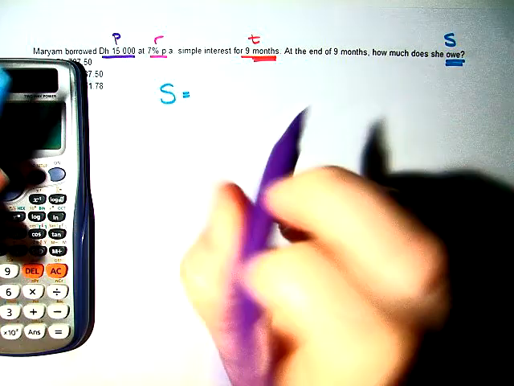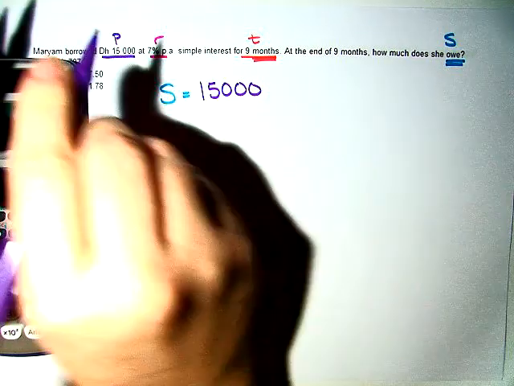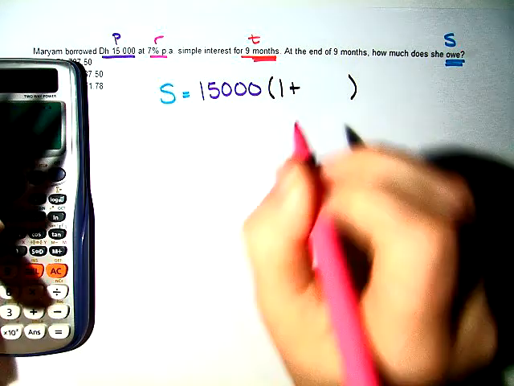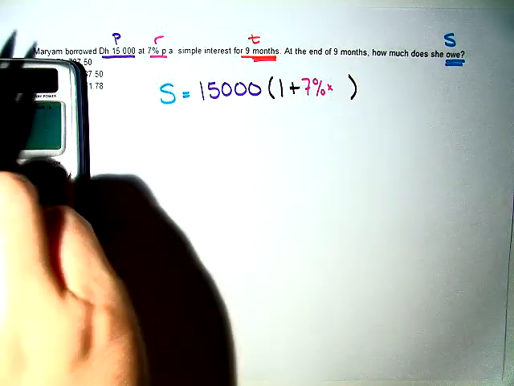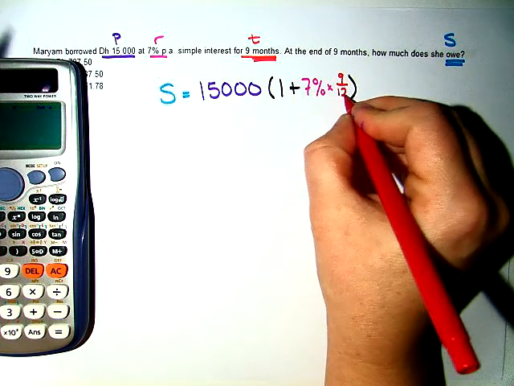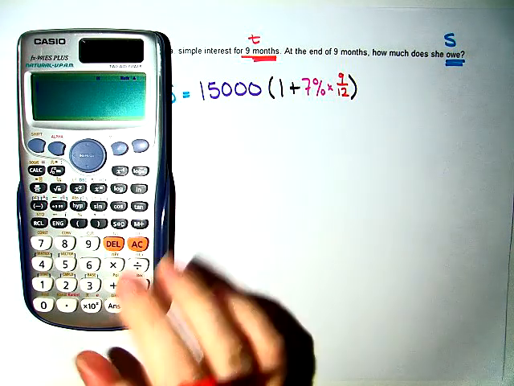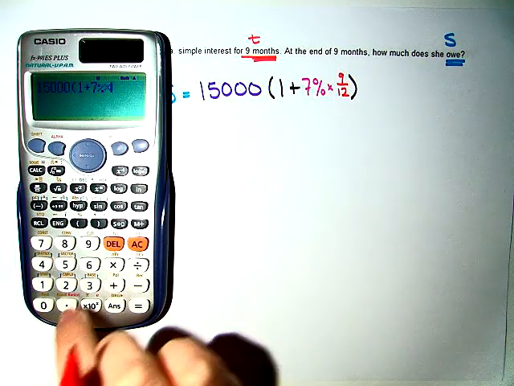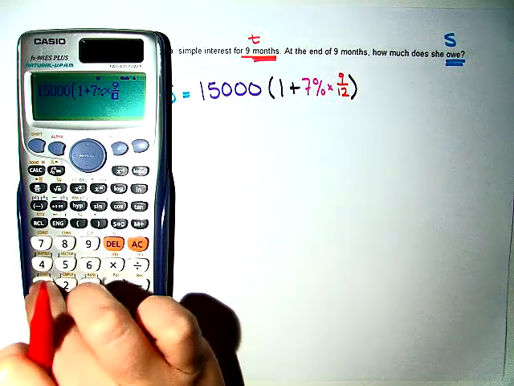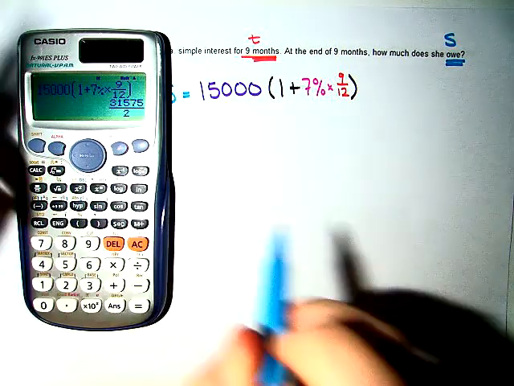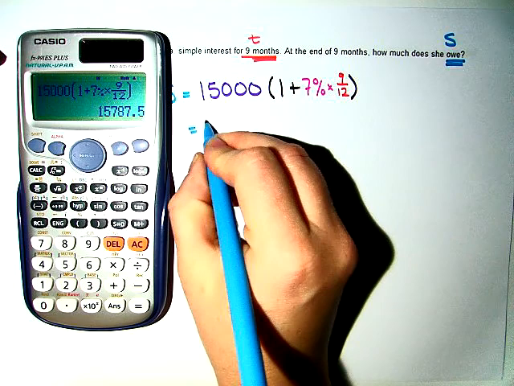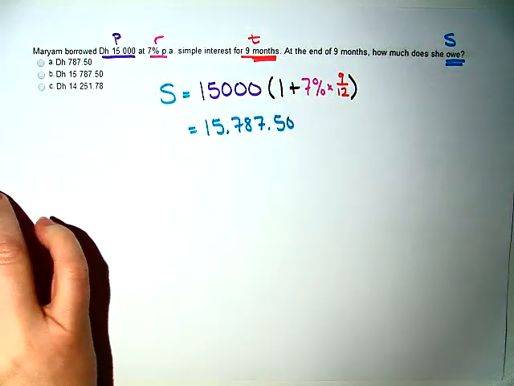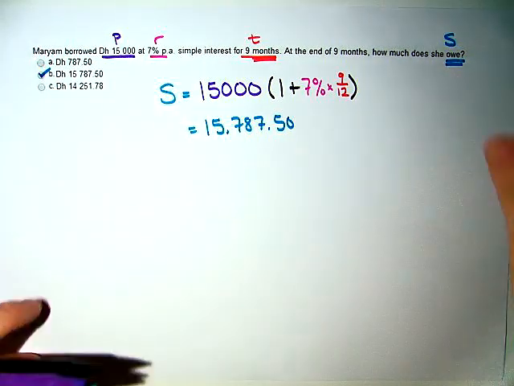S equals 15,000, 1 plus 7% times, and because it's months, we have to say 9 over 12. So we'll go ahead and plug it in exactly as we see it. 15,000, 1 plus 7% times fraction 9 over 12 gives me that she owes, we hit the SD button, $15,787.50. Okay, so if we look here, that would be choice B.